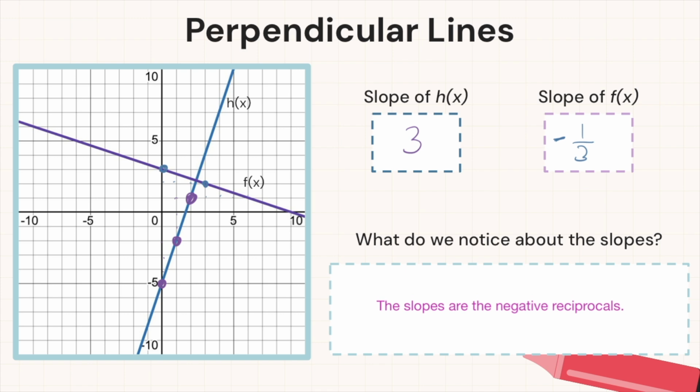So we can tell that they are the opposite of each other. 3 inverse is 1/3, and then negative. The opposite of negative 1/3 is positive 3. So let's sum that up.